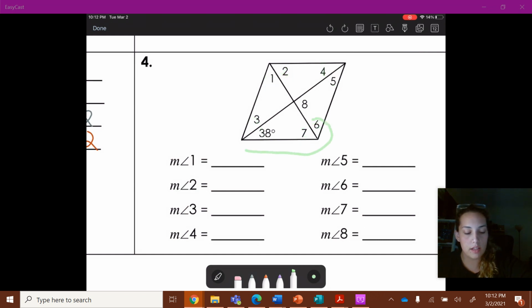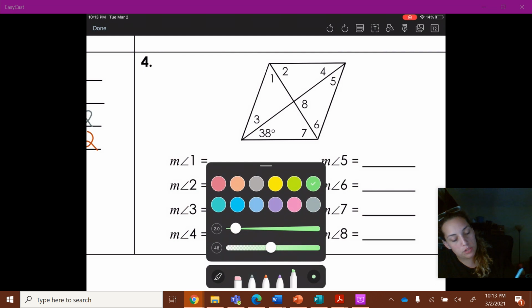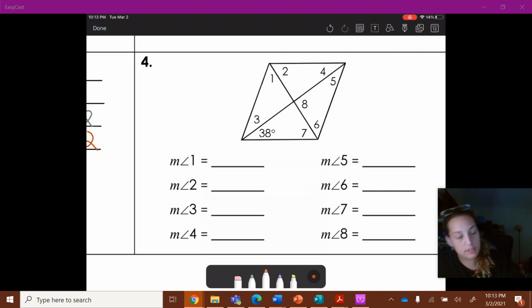I also know that consecutive angles, meaning these two on the bottom, are going to be supplementary, meaning if I take this total angle and this total angle, they will add up to 180 degrees. Okay, I need to know that information for later. But the most important thing that I want you guys to know is that the diagonals bisect these angles. So this diagonal right here cuts this angle in half. That means that it's going into two equal parts, okay?